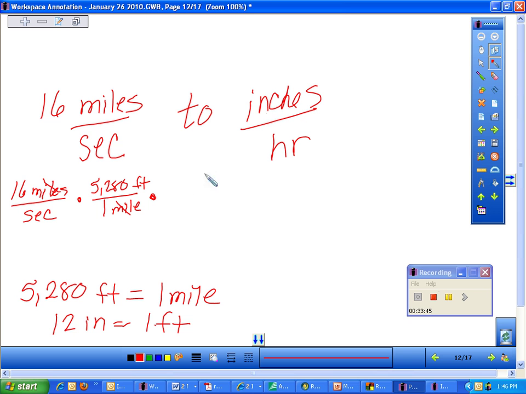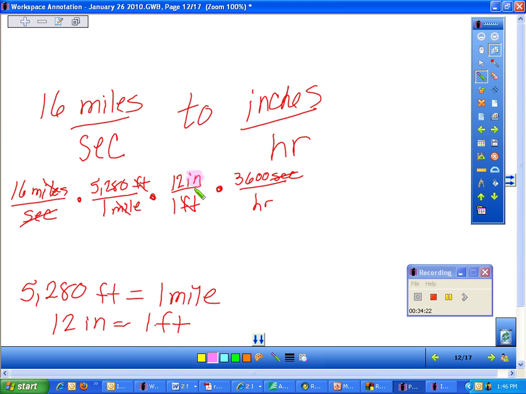Now I've got to get rid of those feet because I'm really after inches. So I'm going to do 12 inches over 1 foot, once again so that I can cancel out the feet. If I'd done it the other way, they wouldn't have canceled. Now I've got the inches I was looking for. I know that there's 3,600 seconds in an hour, but I just as easily could have gone from seconds to minutes and then minutes to hours. Now I'm going to multiply straight across, but I'll double check the units. If all I've got left is inches per hour, I probably set it up correctly.